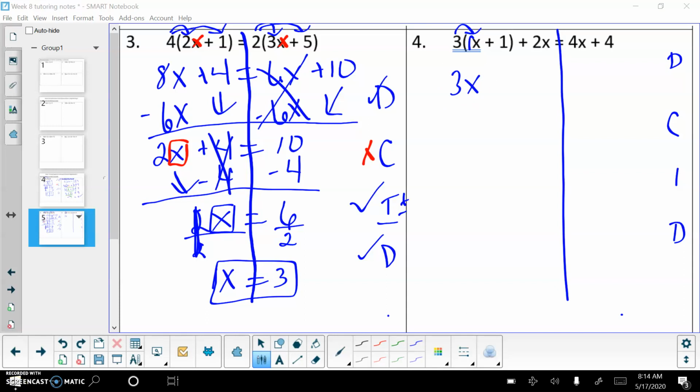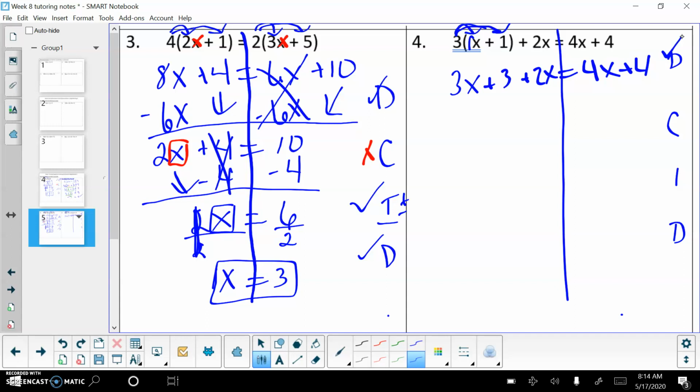But remember, I also have to do the distribution to the 1s. I have to multiply the 3 times the 1, and 3 times 1 is 3, so I'm going to do a plus 3. Now, I do not distribute to that 2x. That 2x was not inside the parentheses, so it's not part of the distribution. I'm just going to bring it down. And then on the right side, I've got 4x plus 4. So that's the distribute step.